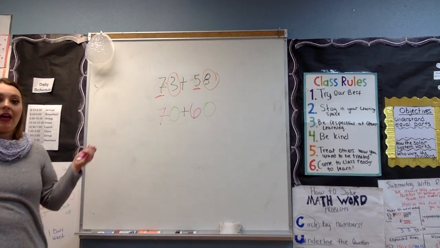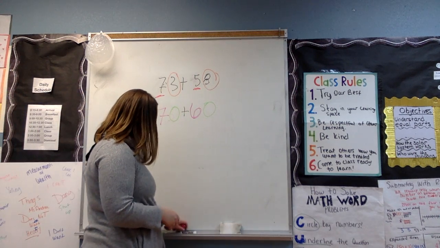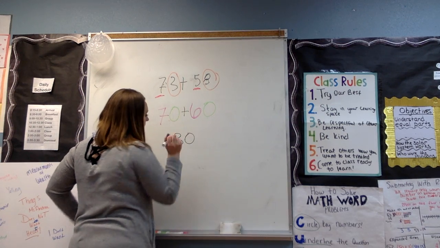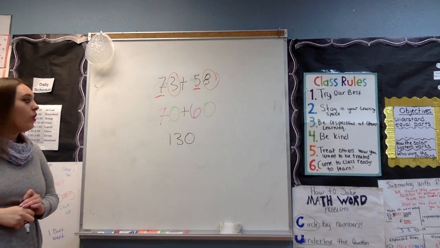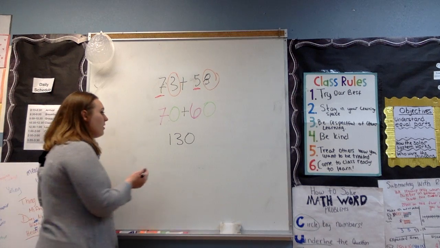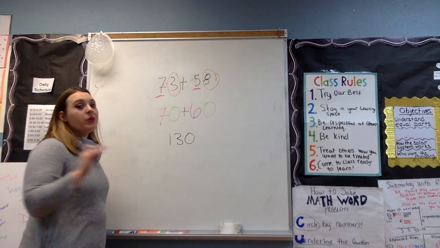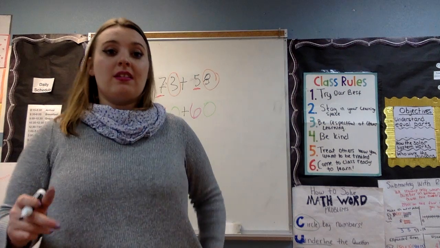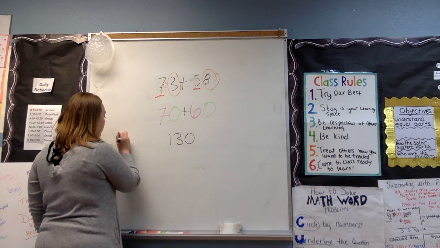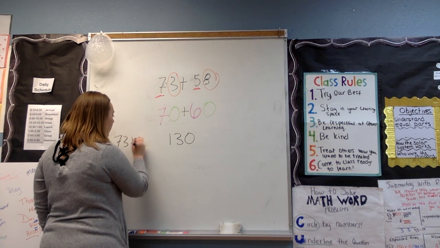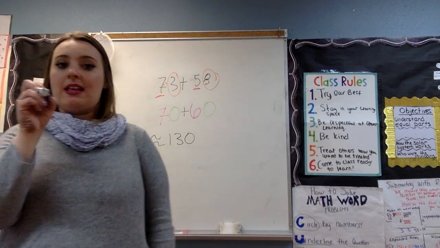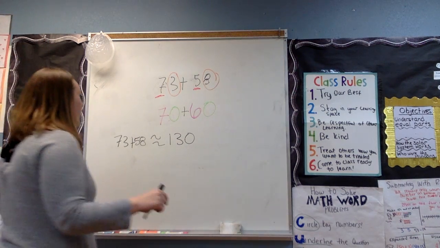70 plus 60 is what we have left. 70 plus 60. Now we're going to solve. It's 130. Okay? 130. So 73, and how I want you to write this out is not just 130 and circle it. I want you to write the whole sentence. 73 plus 58 is approximately, so I want those squiggles. I don't want the straight lines, that's equal, is approximately 130.